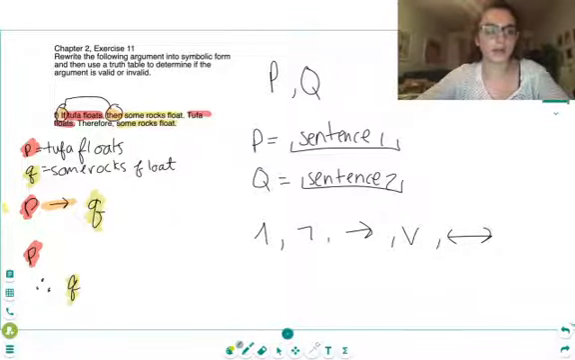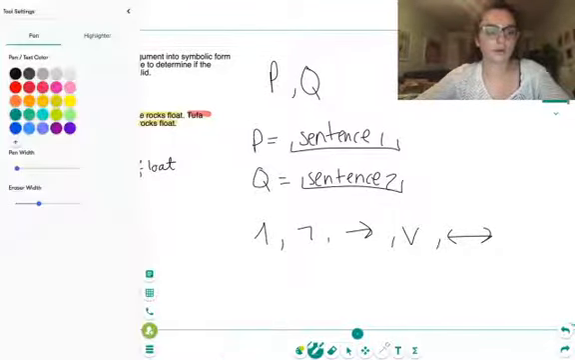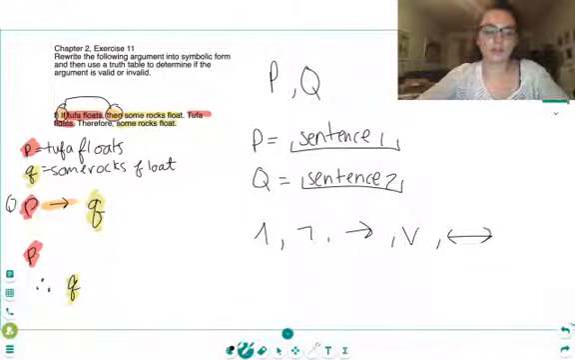One, oops, sorry, colors are hard. 1, 2, and then my conclusion. So I have my first sentence here, and then my second sentence, and then I have my therefore, which is like this guy, and then my conclusion, which is some rocks float.